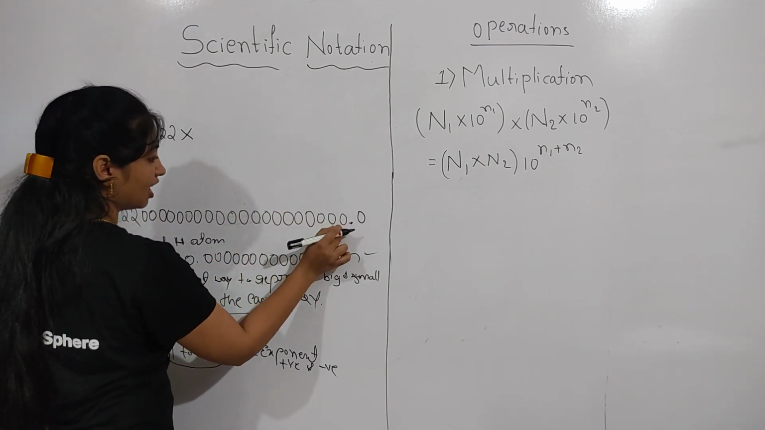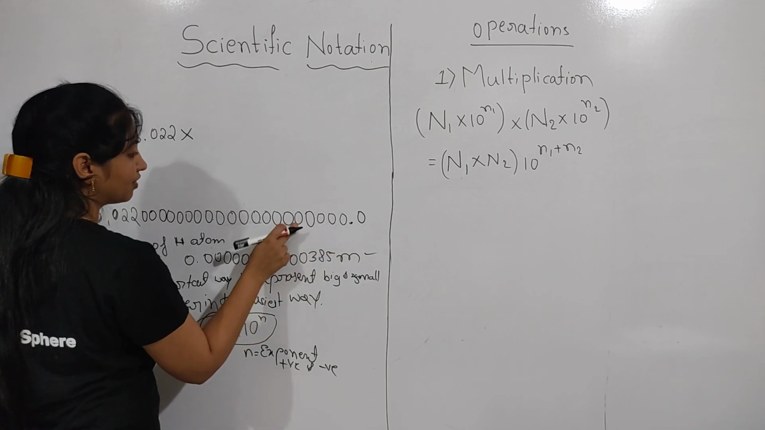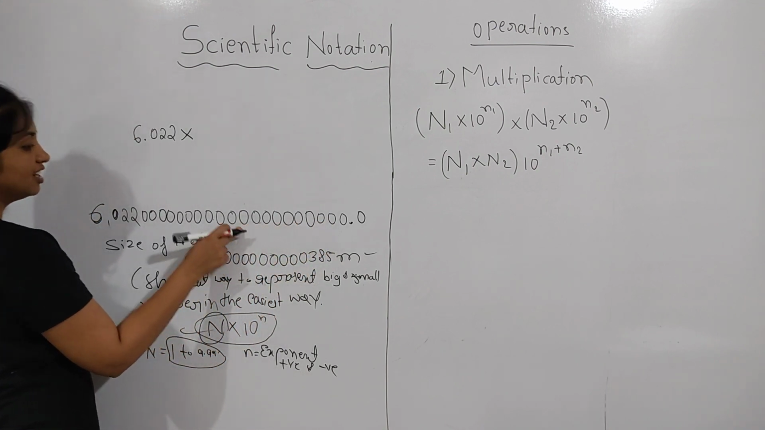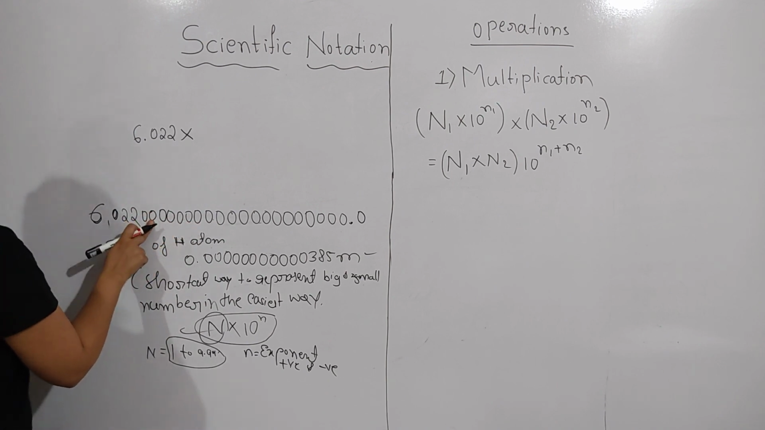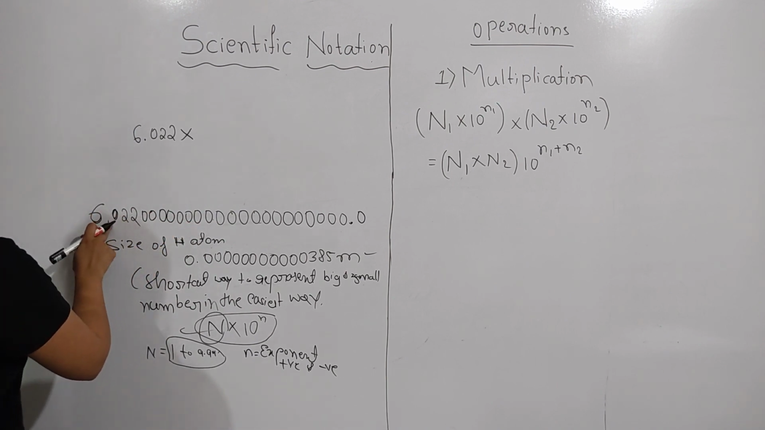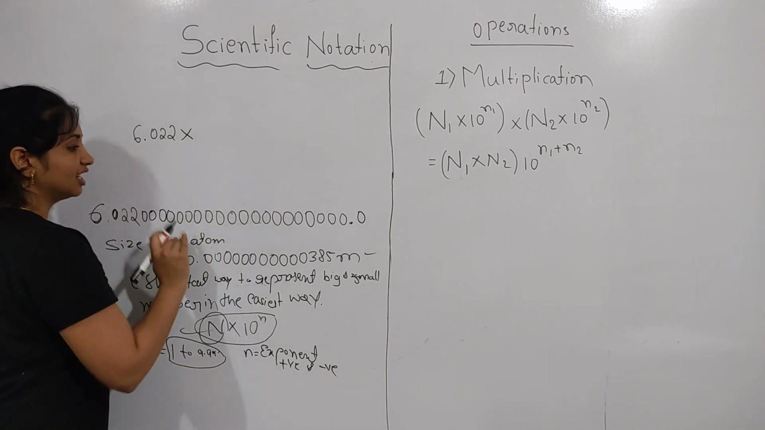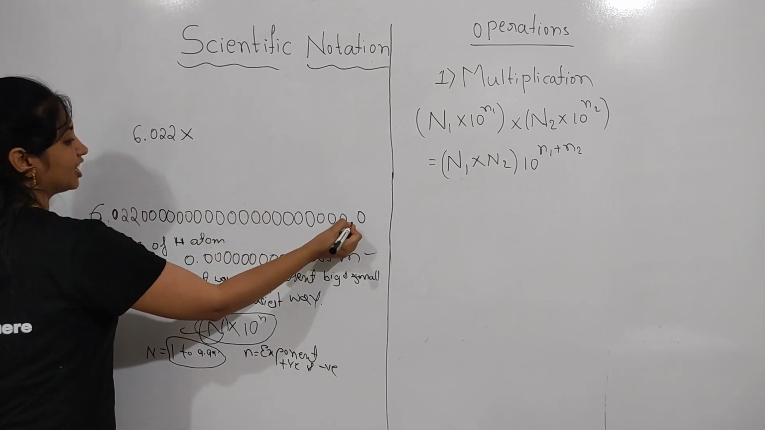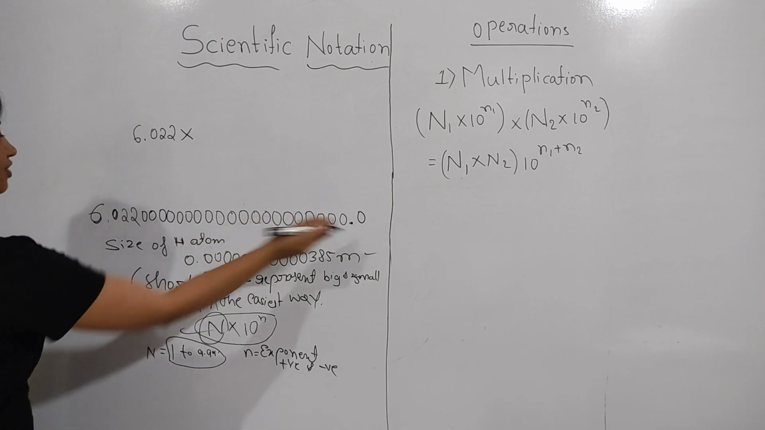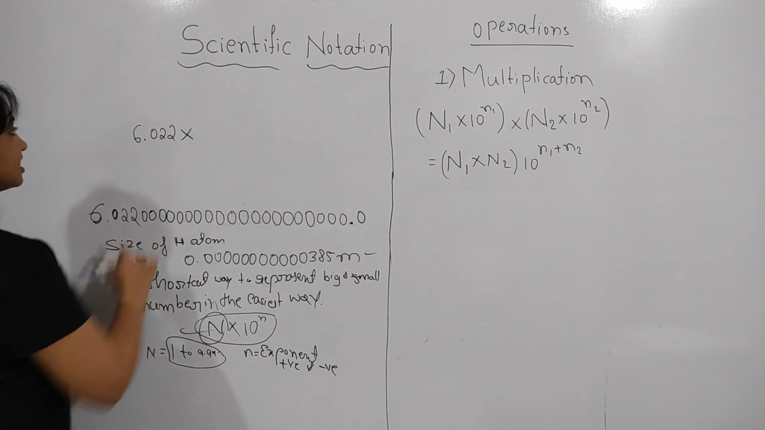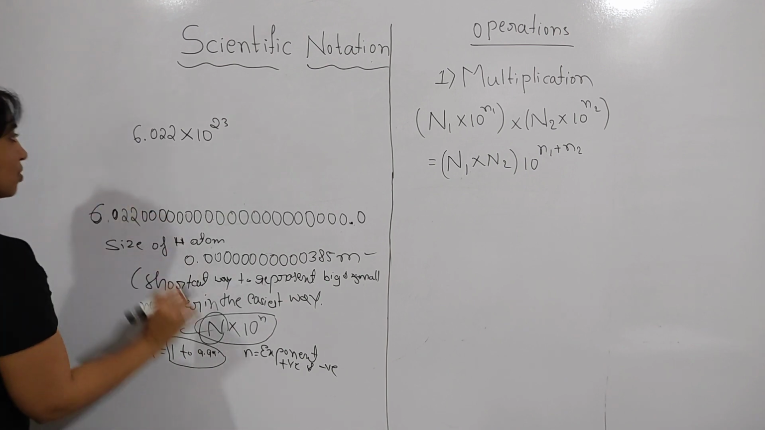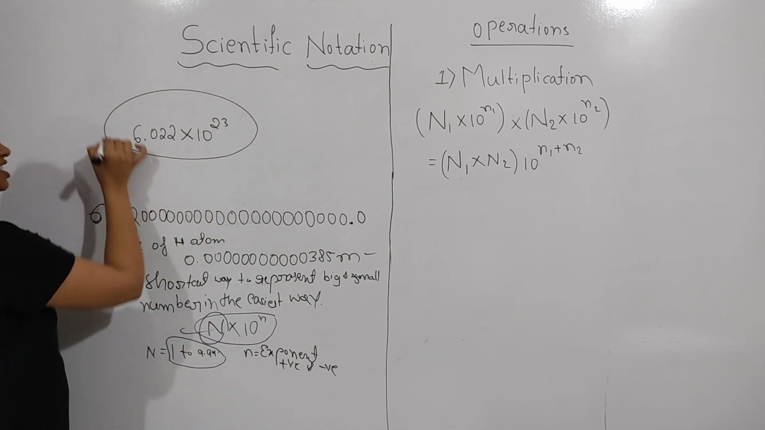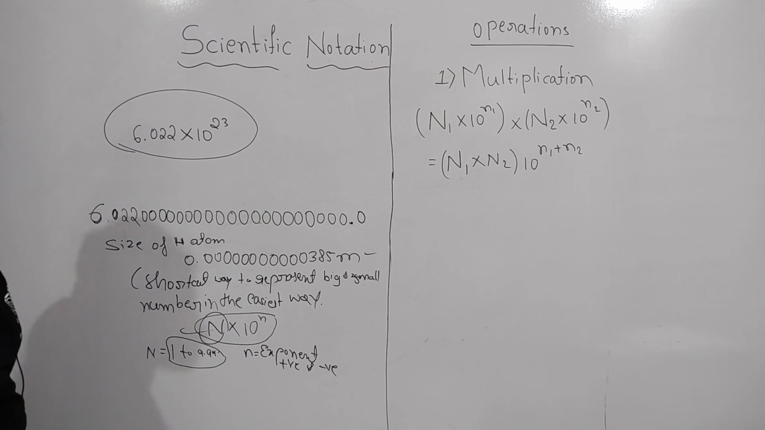So that is 1, 2, 3, 4, 5, 6, 7, 8, 9, 10, 11, 12, 13, 14, 15, 16, 17, 18, 19, 20, 21, 22, 23. So the 23 digits I shifted this decimal point after the 23 digits. That's why I write as a 23. So 1 mole is equal to 6.022 into 10 raised to 23.